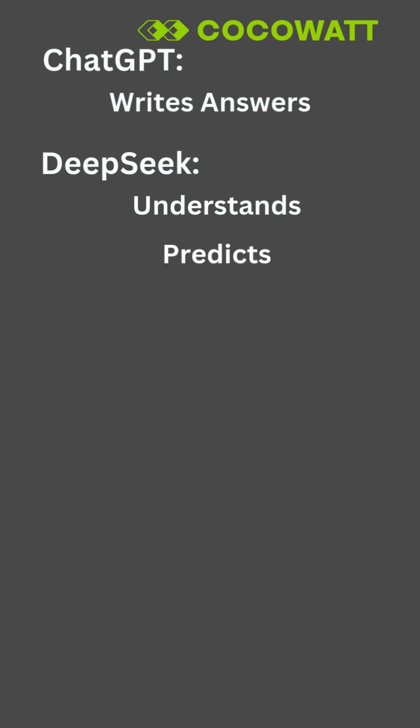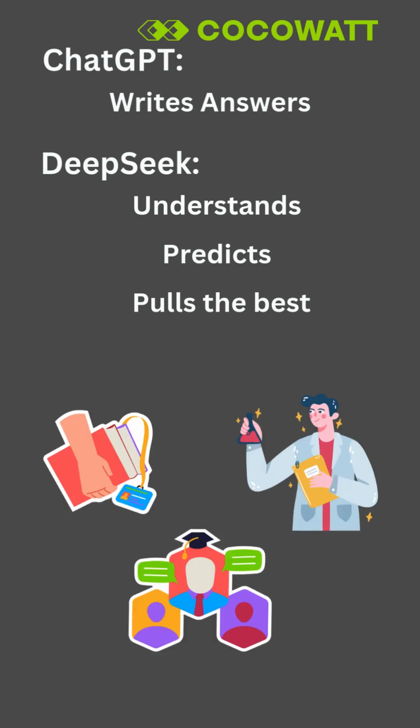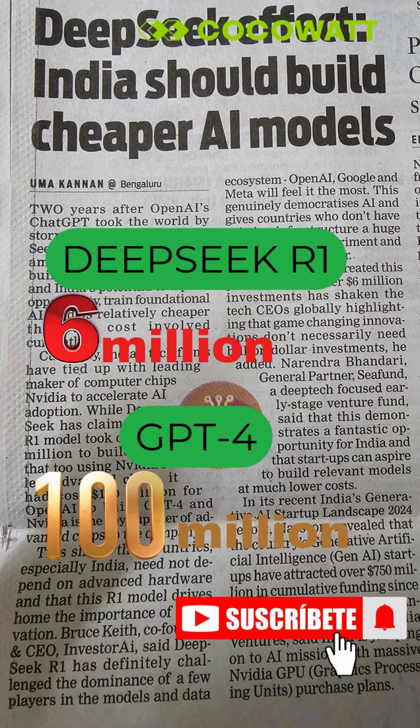DeepSeek's DeepThink R1 understands context, predicts your needs, and pulls the best resources from the web. It's like having a librarian, researcher, and mentor in one. And while ChatGPT learns from general data, DeepSeek's DeepThink R1 model evolves with your searches.